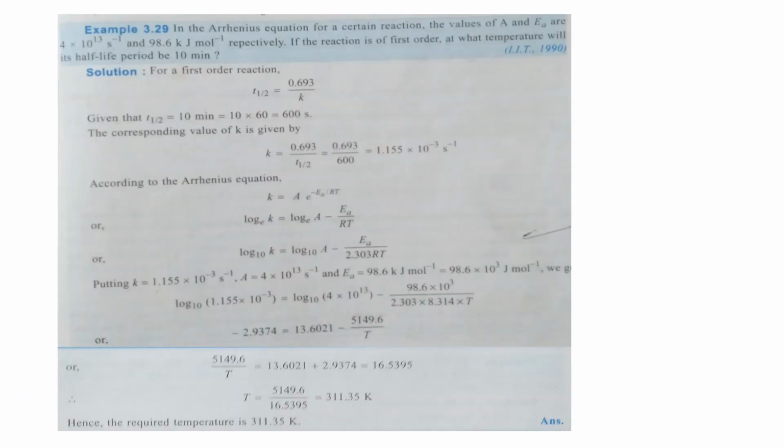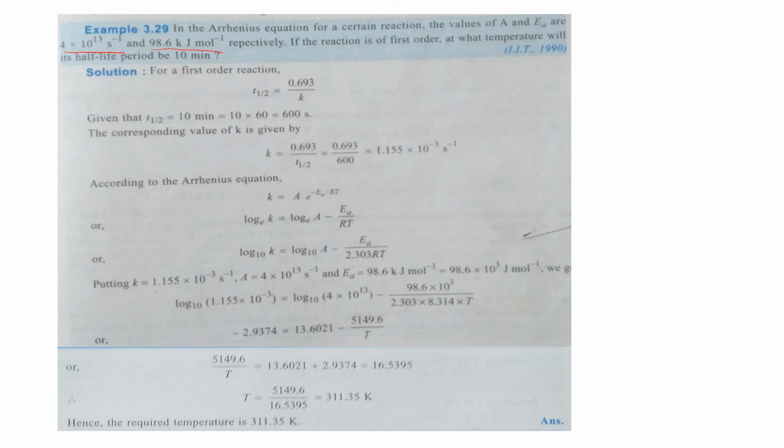Question number 4. In the Arrhenius equation for a certain reaction, the values of A and Ea are given: 4 × 10^13 s⁻¹ is the value for A, and 98.6 kJ/mol is the value for Ea. Now, if the reaction is of first order, at what temperature will its half-life be 10 minutes? That means the time to complete half of the reaction is 10 minutes, so you first have to convert it to seconds.